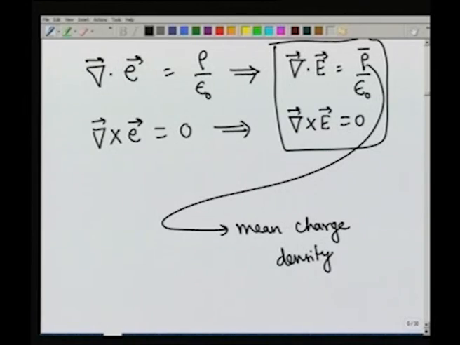And as to what this mean charge density is, as to how it gets developed when I place a material in an external field or in the vicinity of a charge, is a question which is going to take our attention quite a lot in this particular lecture. So, let me proceed a little bit slowly.